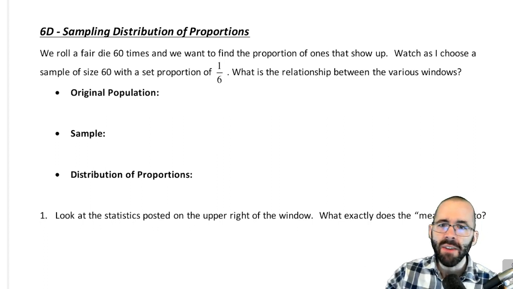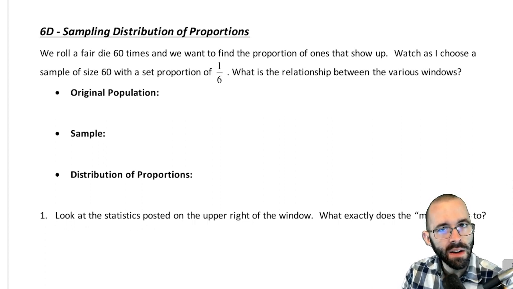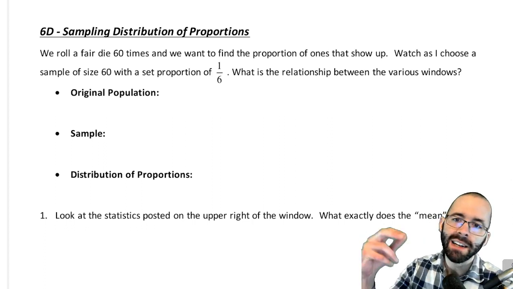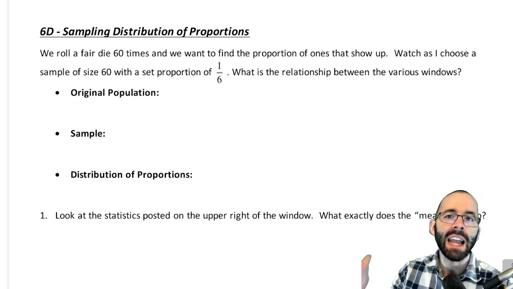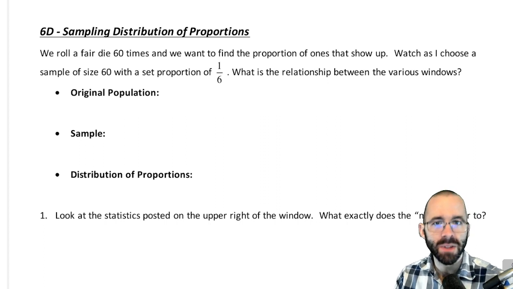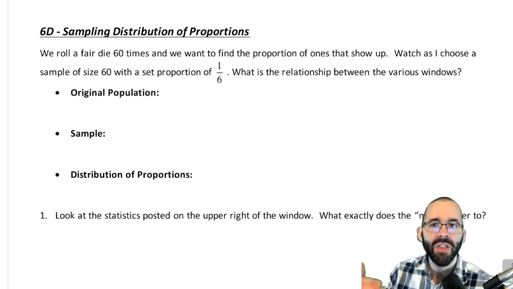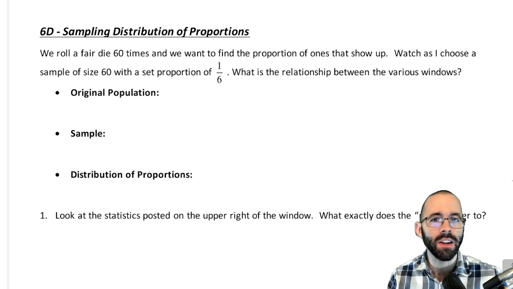But it's going to be different every time we roll these dice. 1/6 of them would be 10 dice being one, but sometimes we'll get 10 dice, sometimes 12 dice, sometimes only 8 will be ones. Maybe we'll get really lucky and get 20 dice that show up as ones. But every time we roll it, it's going to be random. That's what sampling distributions are all about.